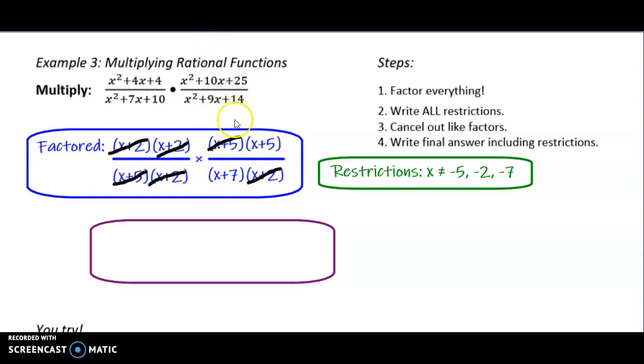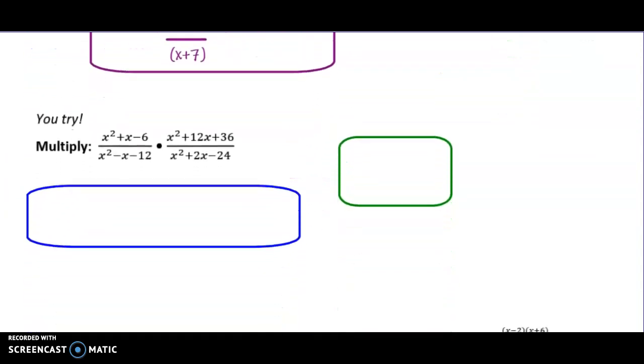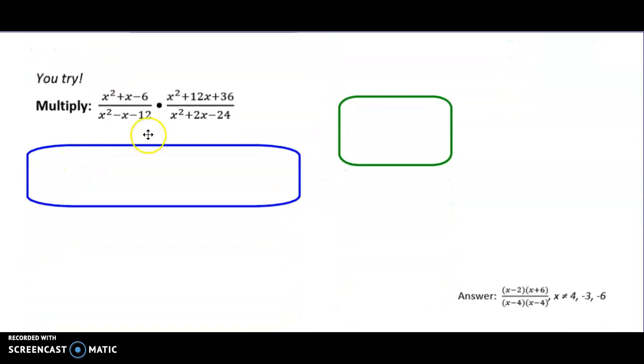So what's left over is x plus 5 over x plus 7, where x does not equal -5, -2, or -7. So pause the video and simplify the Try problem. Factor every single part of the fraction, find your restrictions, and cancel out like factors. Pause your video now.